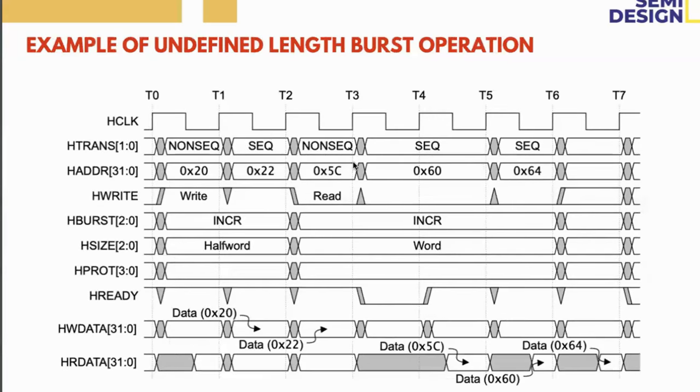Next, example for undefined length. Here we are not defining any length burst, whether incrementing 8 or incrementing 4. Here we have just taken some addresses. Non-sequential started with 20, then sequential is 22, only a 2 byte difference, which means half word. Next, again non-sequential, meaning a random address is allocated, so 5C. Next, incrementing by word, so 60. Just go through the specification and understand in more detail.